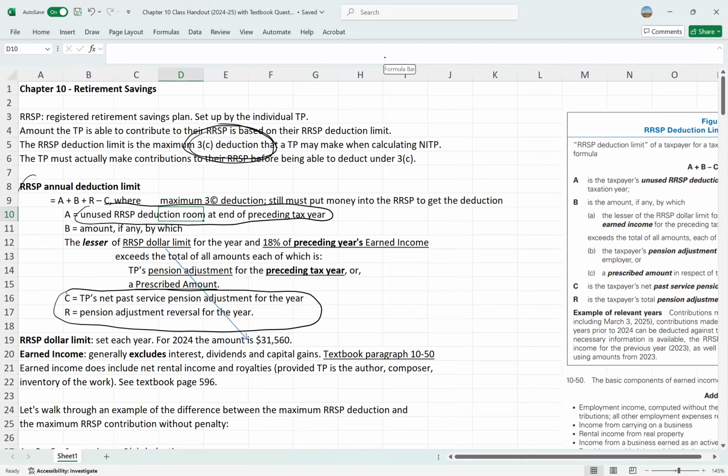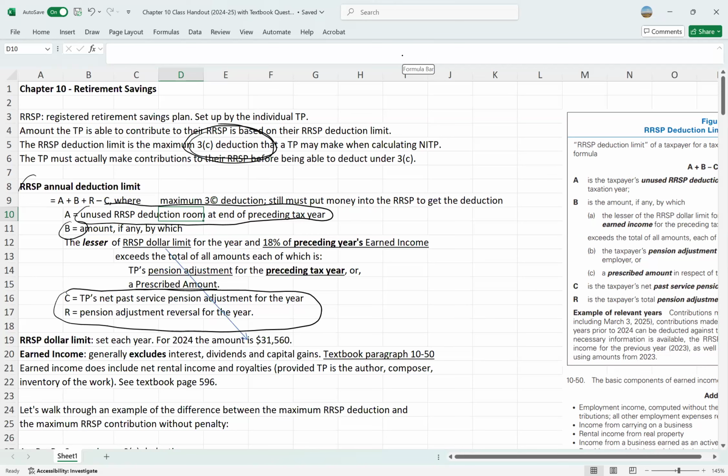So if we calculated last year's RRSP deduction to be 10,000, and then you didn't have any money to put into an RRSP, so you couldn't use any of that 10,000 as a deduction, that amount will carry over to next year. And so that 10,000 will be next year's opening. That would be the A amount. And then we get into the B amount.